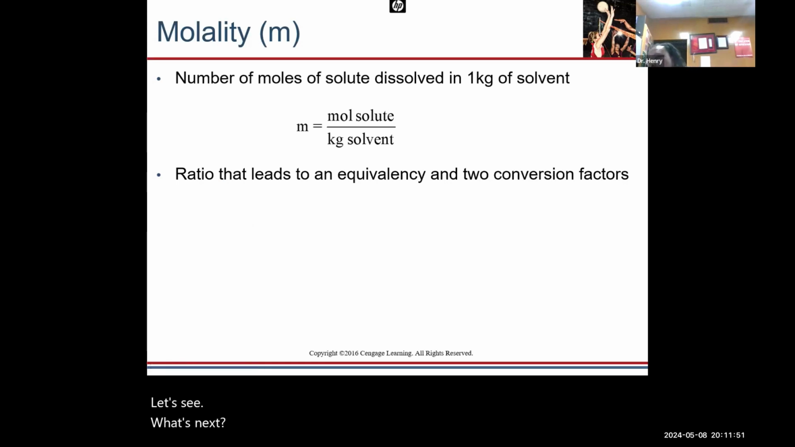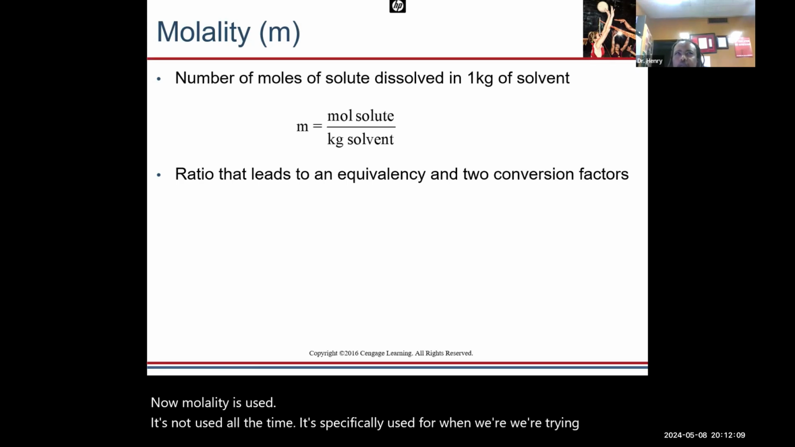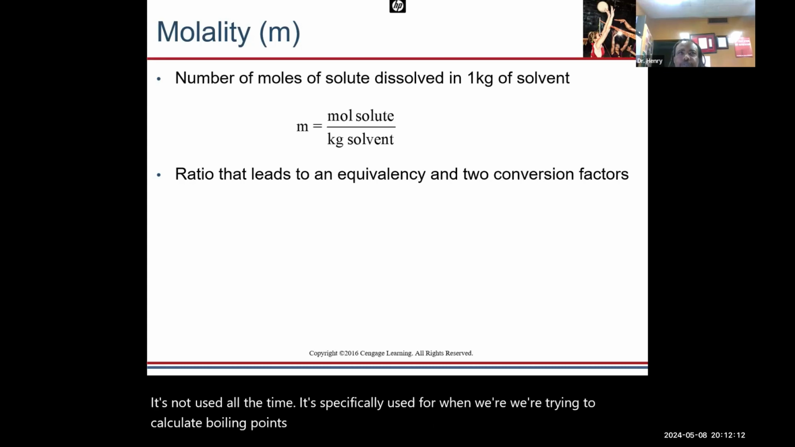Okay, molality. Molality is moles of solute over kilograms of solvent. Now, molality is not used all the time. It's specifically used when we're trying to calculate boiling points of a solution, or freezing points of a solution, or vapor pressure, things to that extent.